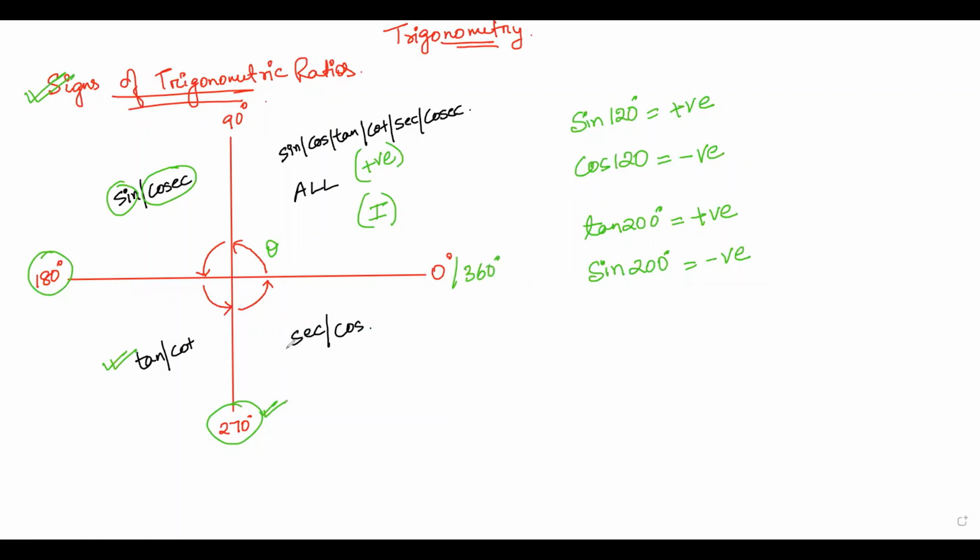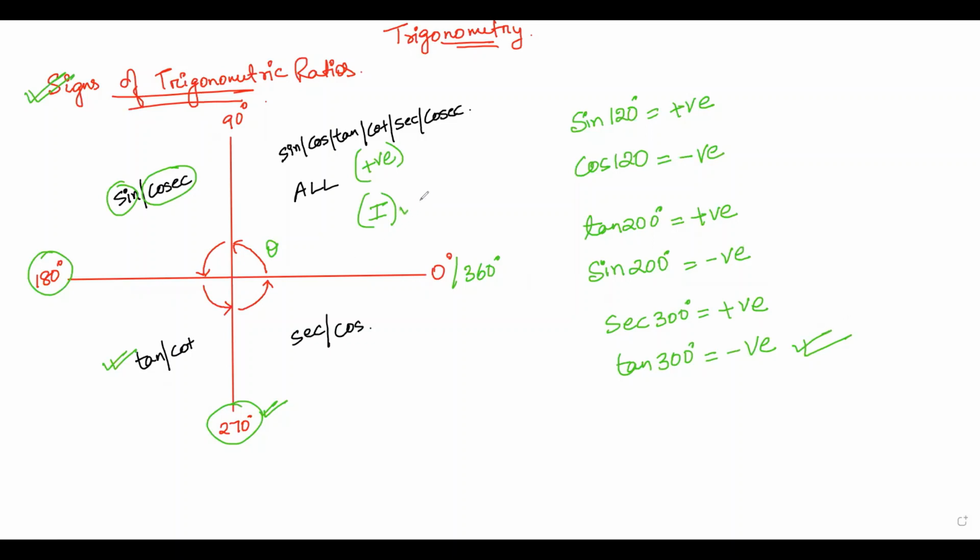In a similar way, if the angle is between 270 degree and 360 degree, only the trigonometric ratios sec and cos will give us a positive value, and the rest of the trigonometric ratios of that angle would give us a negative value. For example, sec of 300 degree would be a positive value, whereas tan of 300 degree would be a negative value, and so on.